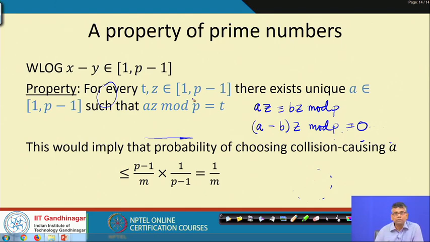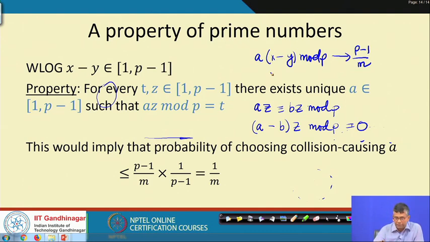What does this mean now? We were looking for the solution to A times (x minus y) mod p to be one of (p minus 1) by m numbers. But what this statement means is that for each of these (p minus 1) by m numbers, there is exactly a unique choice of A that is going to map x minus y to that particular number. And these are the only numbers that can cause collisions among x and y.